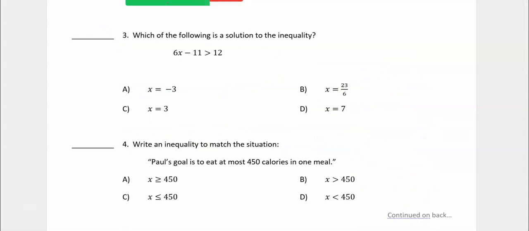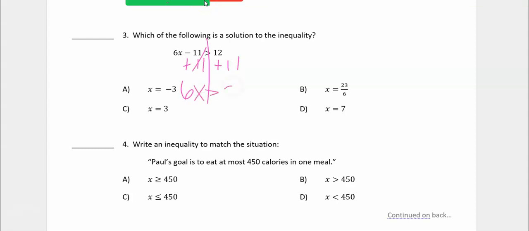Number 3, which of the following is a solution to the inequality? You could do a couple things. For me, I'm going to do the quickest way. You could like plug these numbers in one at a time and just see if they make it a true statement. I want to go a little bit quicker than that though. So what I'm going to do is solve this inequality. And then I can kind of pick out quicker which one is a solution.